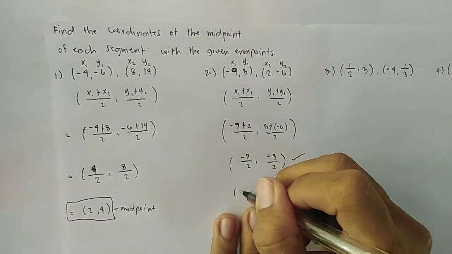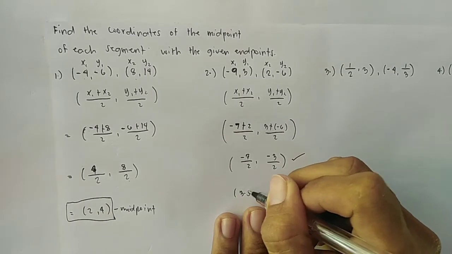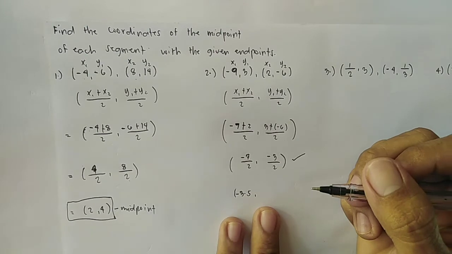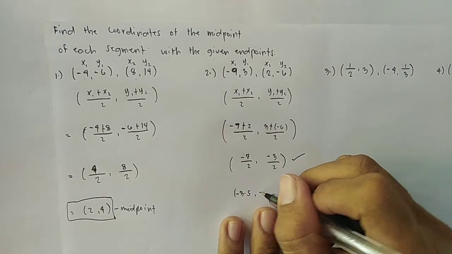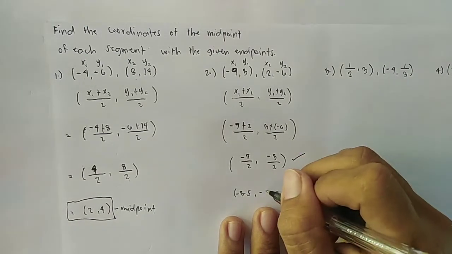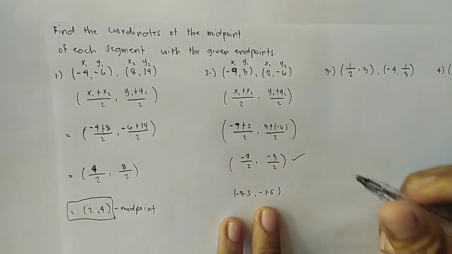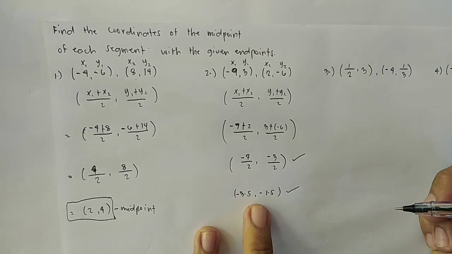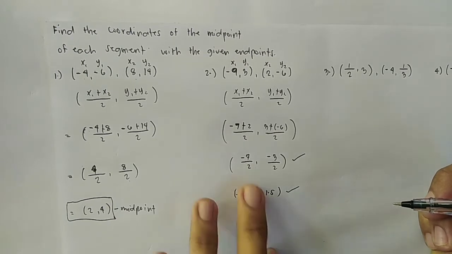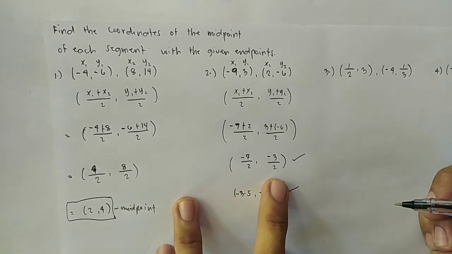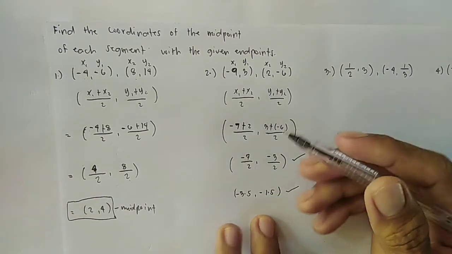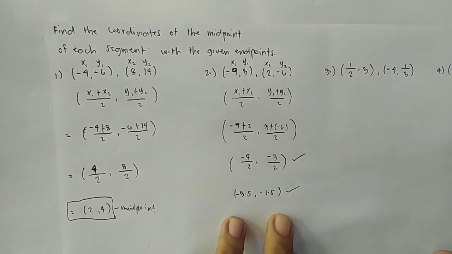You can have negative 3.5, and we also have negative 1.5. So you can have this midpoint or answer, negative 3.5, negative 1.5, or we can have negative 7 halves and negative 3 halves. So either of the two can do. Okay, so that's it for number 2.